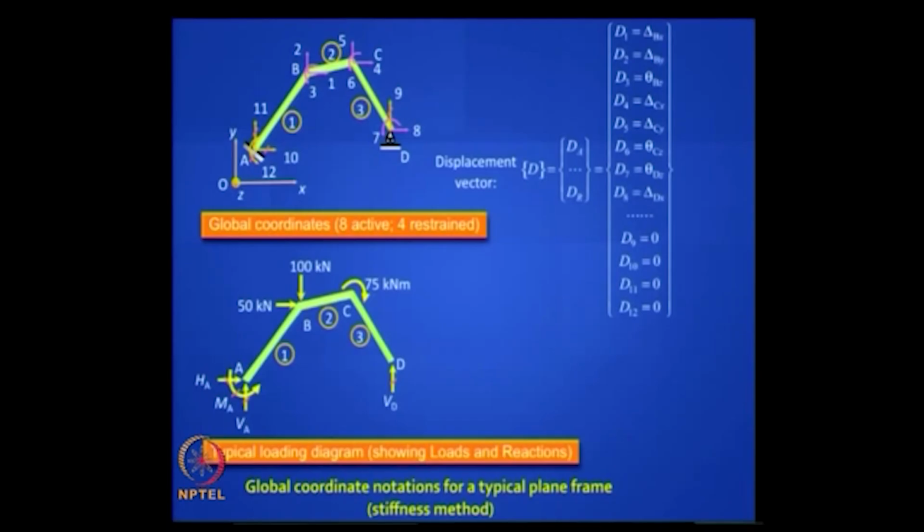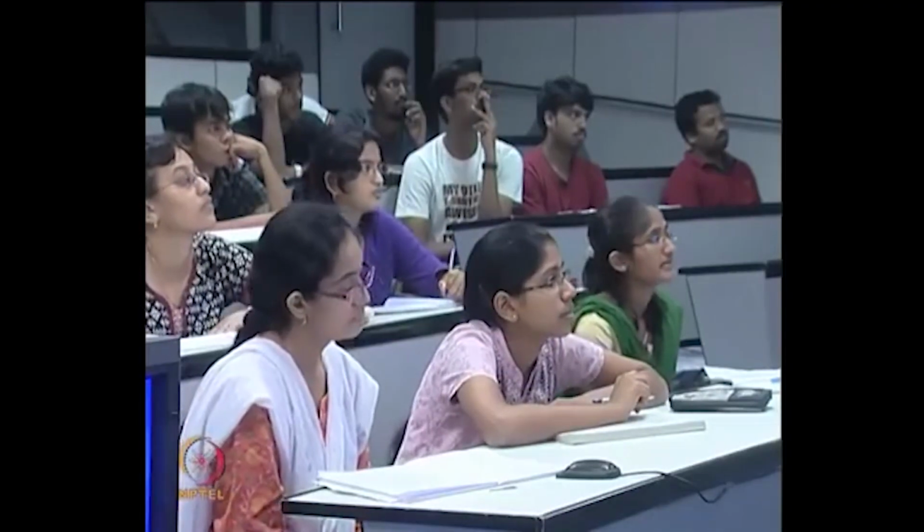Let us look at a problem where you have some loads applied. How will you write down the force vector? So I have in this problem 3 loads. What is plus 50 kilonewton? You should talk in the language of the coordinates. F1 is 50 kilonewton. What is 100 kilonewton? Minus. So F2 is minus 100. And what corresponds to 75 kilonewton meter? Minus. F6 is minus 75.